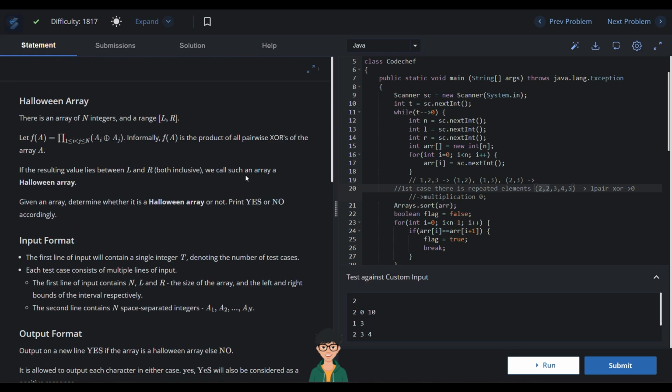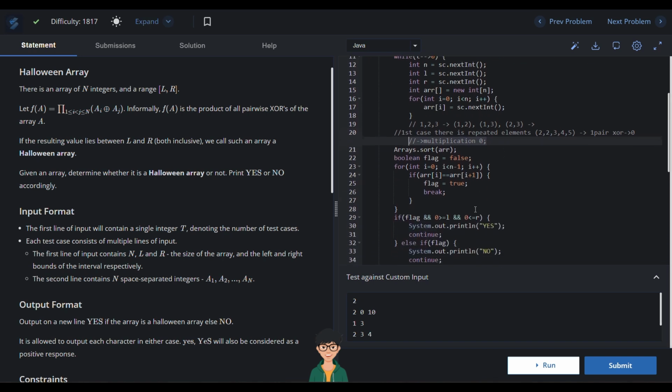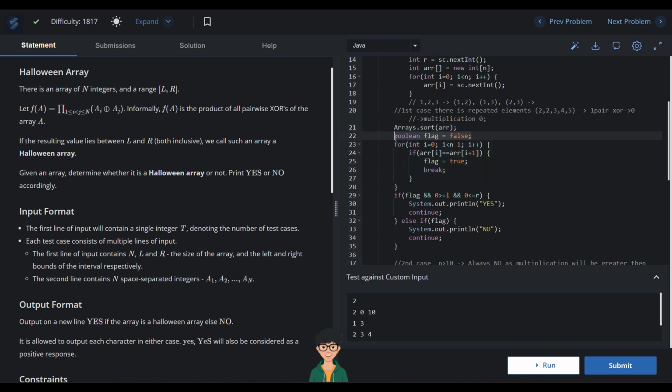So definitely if there are repeated elements in the array, there will be a pair formed of those repeated elements, and that would be zero, so the multiplication will be zero, because at the end you have to multiply the resultant XOR of all the pairs. If one of the results of a pair is zero, then the whole multiplication will be zero. For that we can sort the array and check. We have taken a boolean flag variable that checks whether a repeated element is present or not. If it is present, just break and make the flag true.